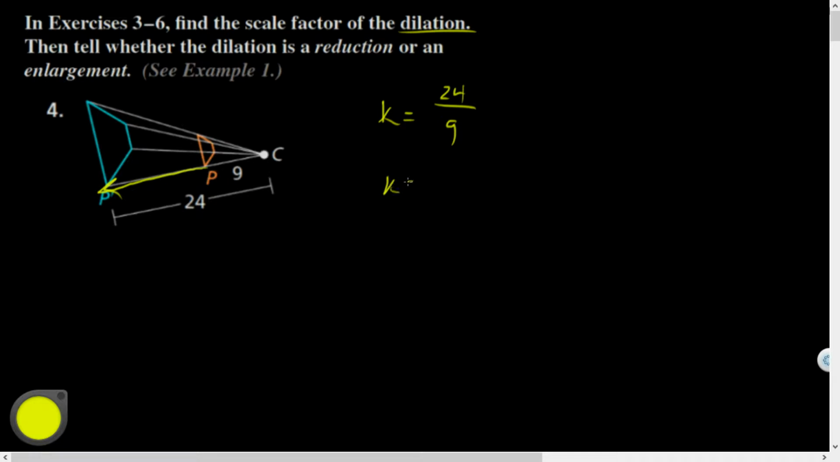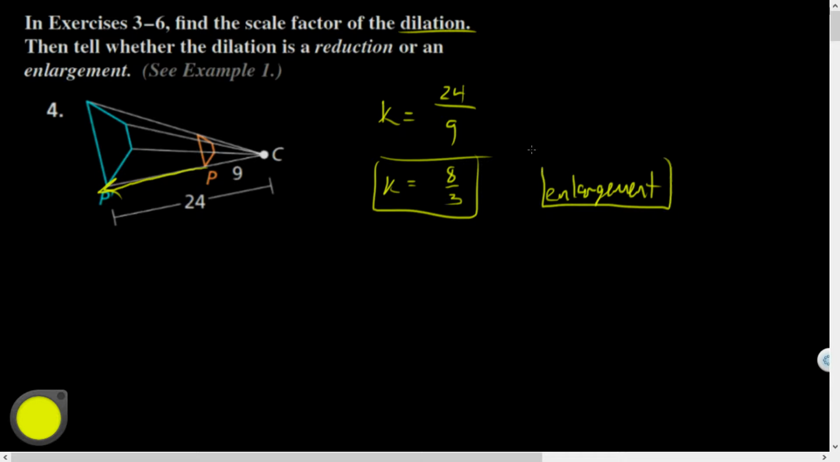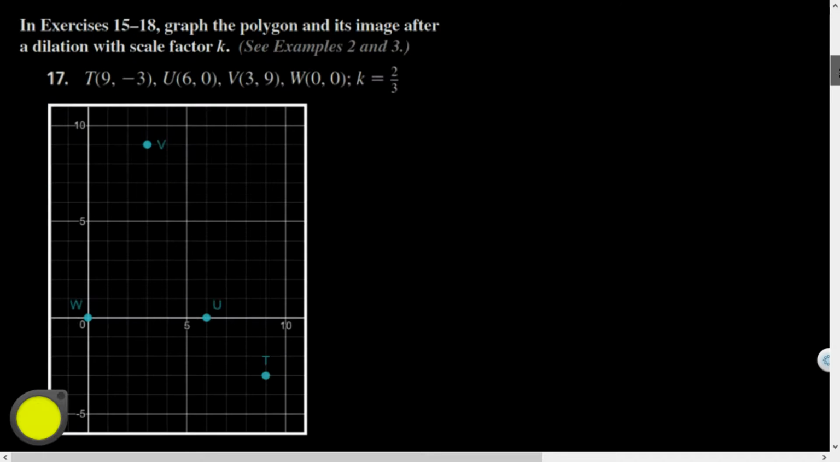It looks like both of those are reducible by 3. So this is a scale factor of 8/3. And because 8/3 is larger than 1, this will be an enlargement. There you go, friends. Not bad.